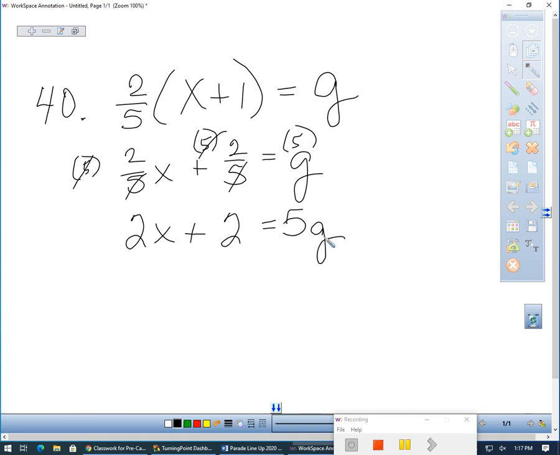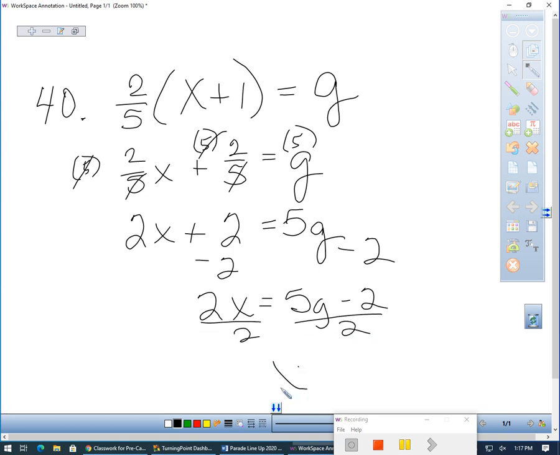Now, to get x by itself, we have to first move the term that doesn't have an x. So we're going to subtract 2 to the other side. So we have 2x equals 5g minus 2. And what, of course, do we do last? Divide by 2. Good. So x equals 5g minus 2 all over 2. Any questions on that one?